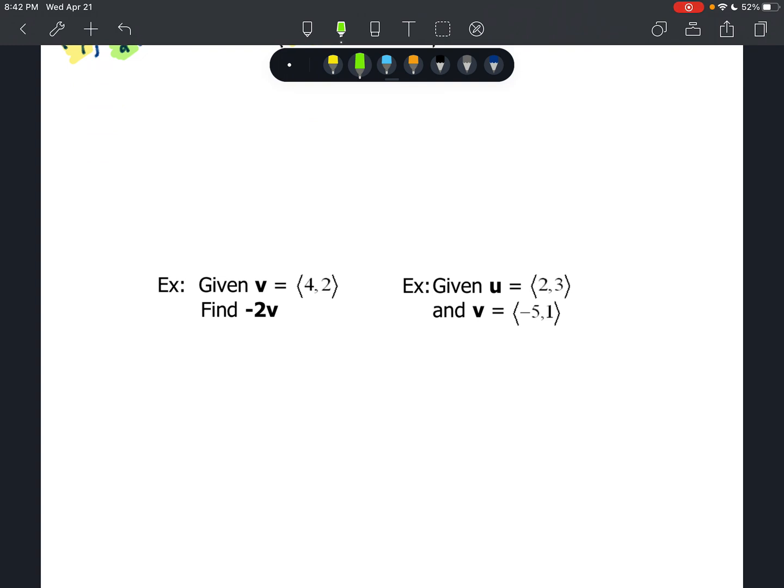So here we're going to have an example. Given V is equal to 4, 2 in component form, find negative 2V. So this is just multiplying a vector by a scalar. It's actually changing its direction because of the negative sign. It's going to make it turn into a complete 180.